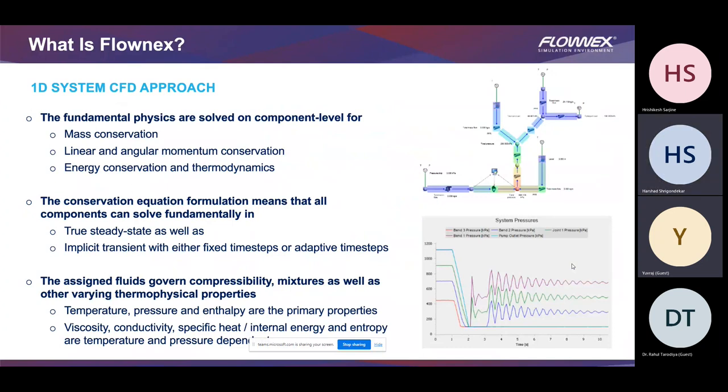Coming to the Flownex approach, it basically works on three principles: mass conservation, momentum conservation, and energy conservation. Flownex is capable of doing both steady state as well as transient analysis, and you can assign various fluid properties like compressibility, temperature, pressure, viscosity, along with psychrometric properties like dry bulb temperature and specific humidity. You can model two-phase models and single-phase models also in Flownex.